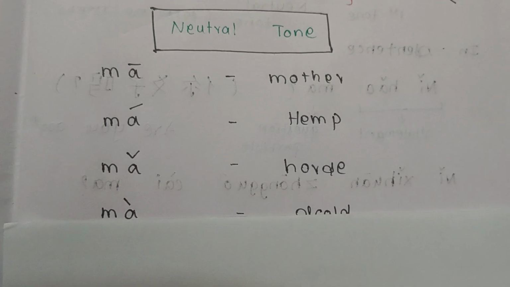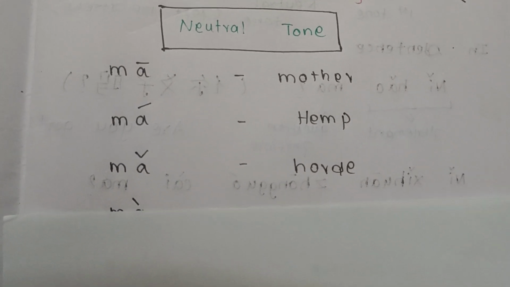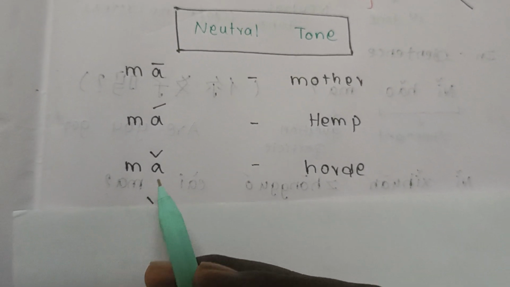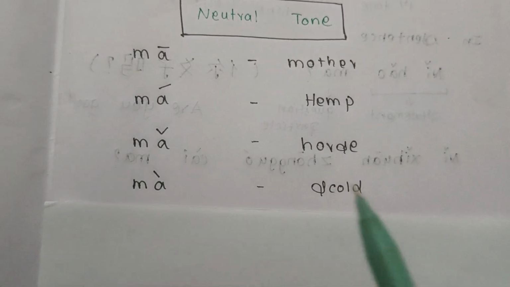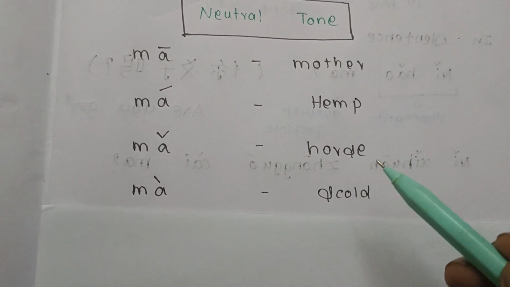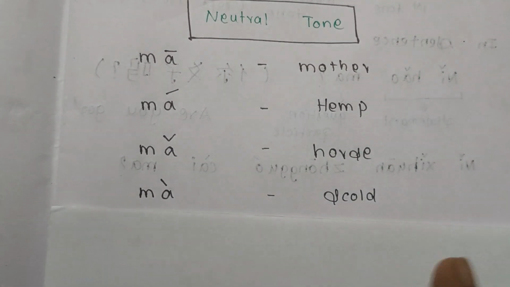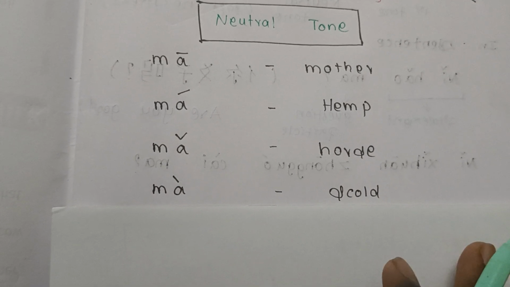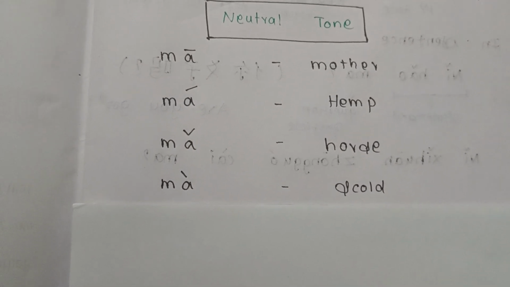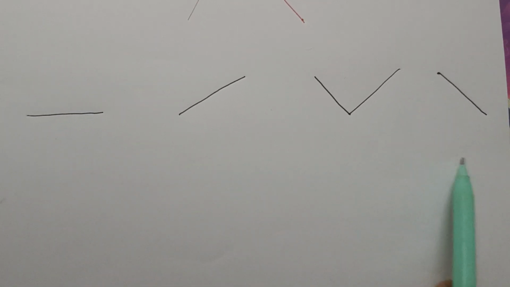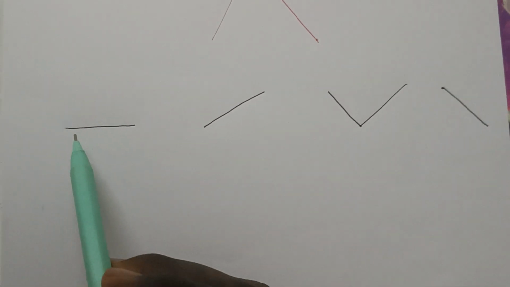Next tone is falling and rising. Ma, ma. That means horse. The fourth tone is ma, that means scold. Notice the difference in the four tones. Once again, I will repeat this. Listen, these are your four tones. I'm going to pronounce them.